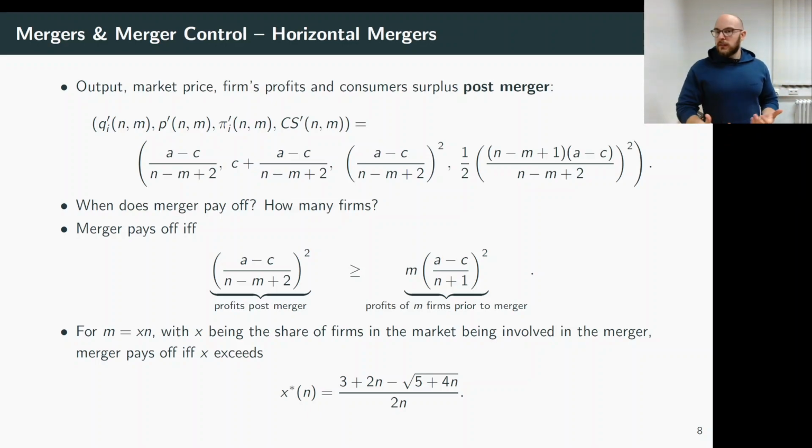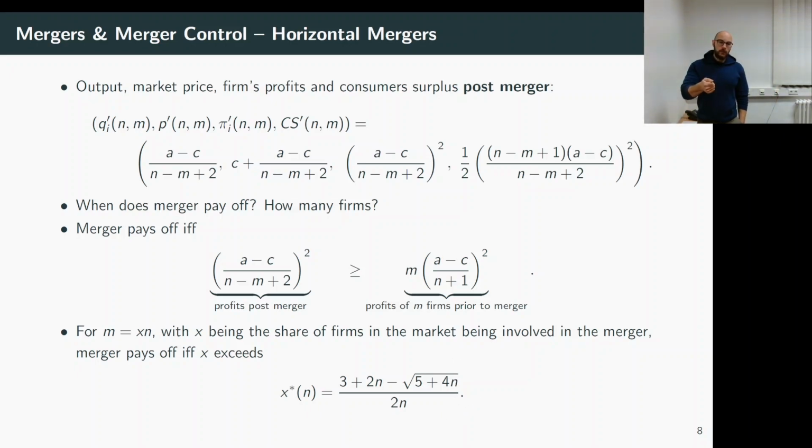Now, in order to get a better understanding of what this actually means, we substitute m with x times n. And x is basically just a share, a real number between 0 and 1. It captures the idea that we want to know what share of firms in the market would have to merge in order for the merger to pay off, right? And what you do is plug in this x times n for m in this inequality that we see here. So you just use this here and here, and solve for this inequality, or you set it equal and rearrange it with respect to x, and then you get this expression here.